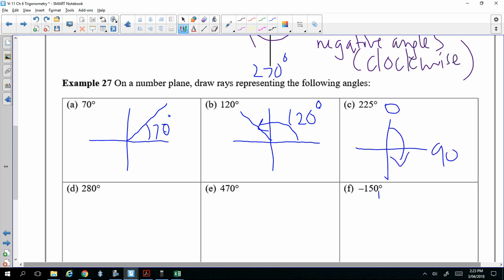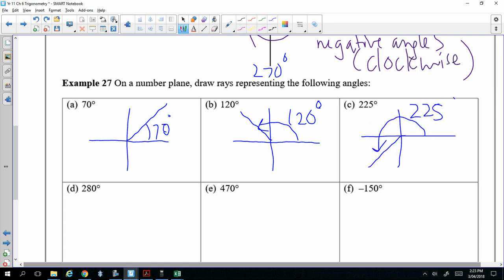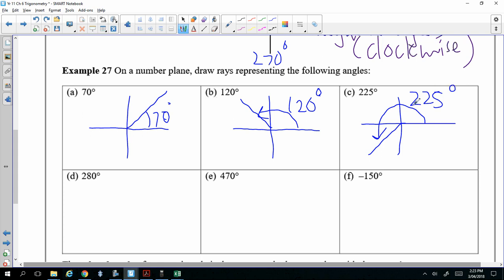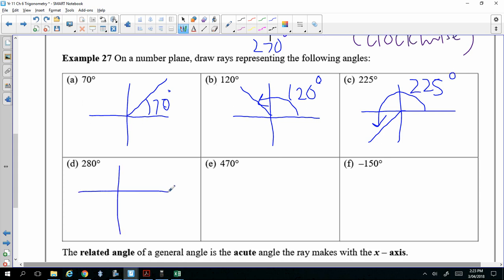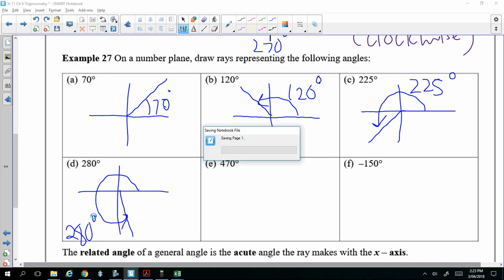Okay, 225. 225 will be over here, like this. That's 225. Just draw this. 280 will be in the 4th quadrant. Now, just keep in mind, a lot of the things we do in this course, if you ask people on the street, they will have no idea. So you can't just apply real life. Think of it in terms of real life.